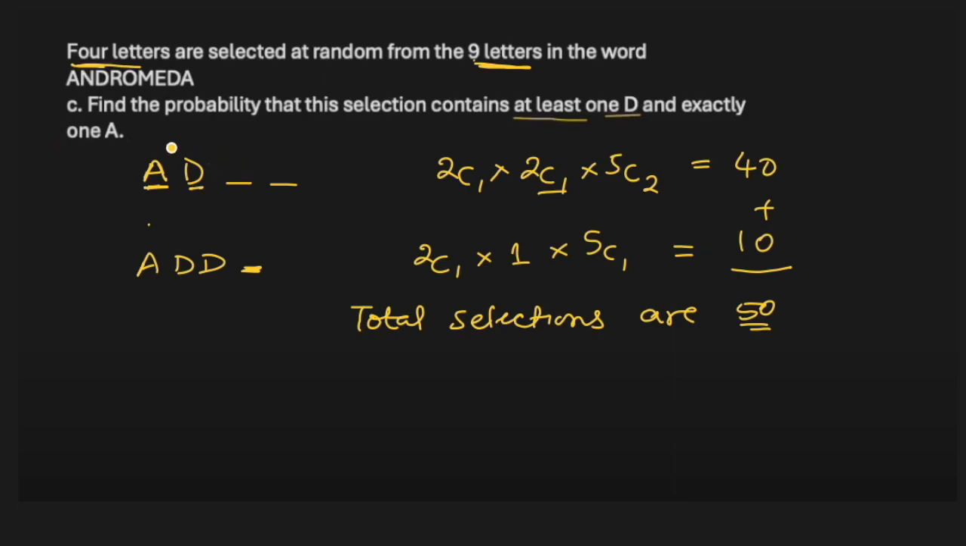Right? However, they are asking us the probability, not the selections. So 50, let's write probability equal to 50 out of total selections. There are 9 letters. We are selecting 4 out of them, 9C4. So which is 50, 9C4. Let me do this. Let me use my calculator for this.